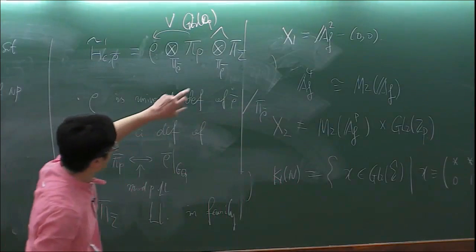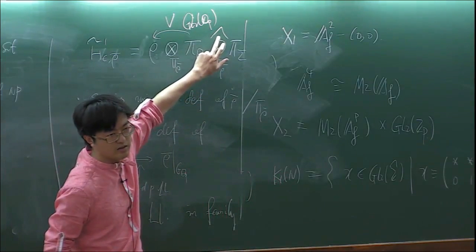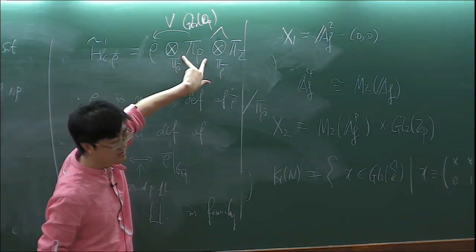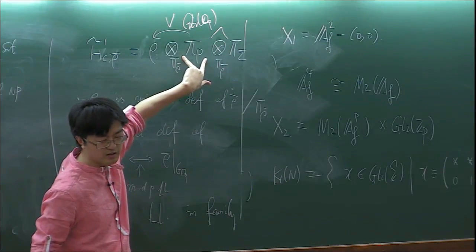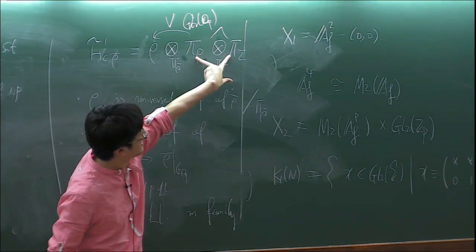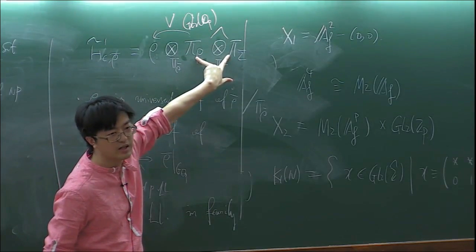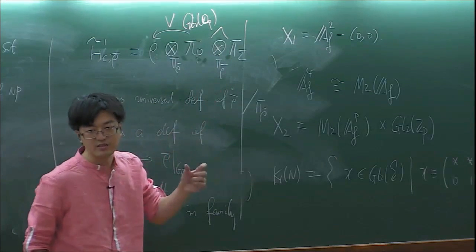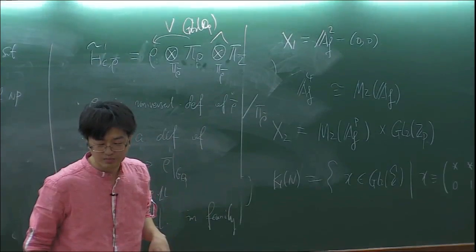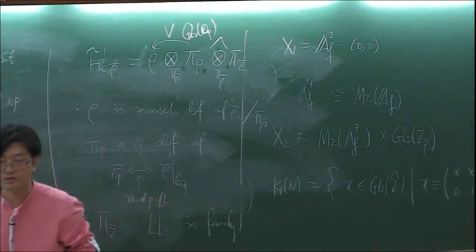This completed tensor product is very important because this one is not an admissible Banach representation. But if you take the completed tensor product, this will reduce the size of pi_p and give you an admissible Banach representation.